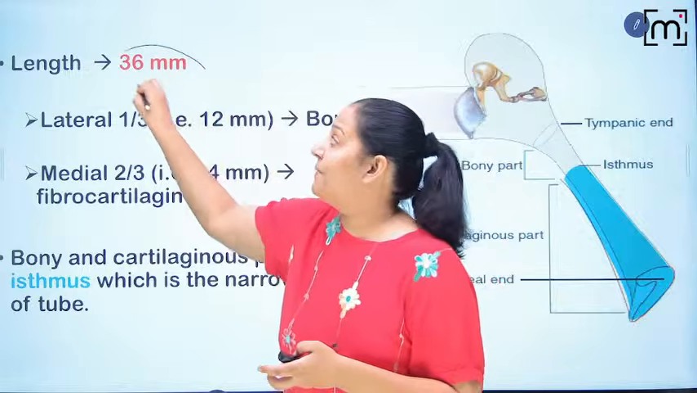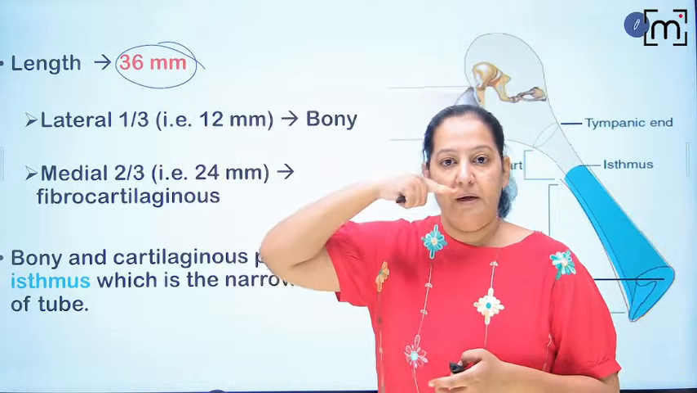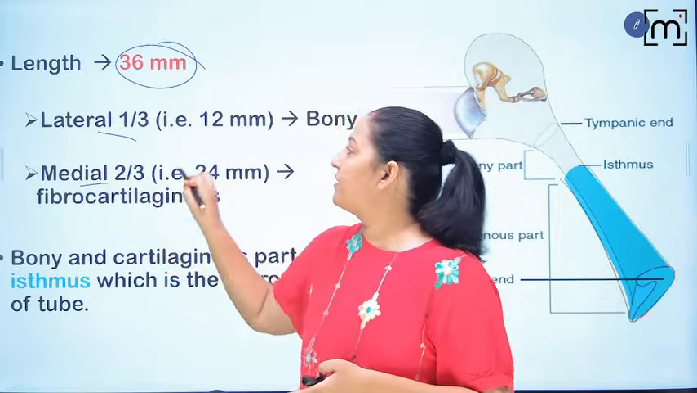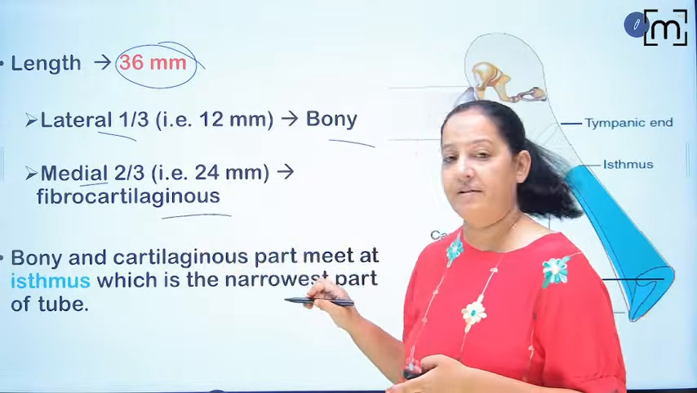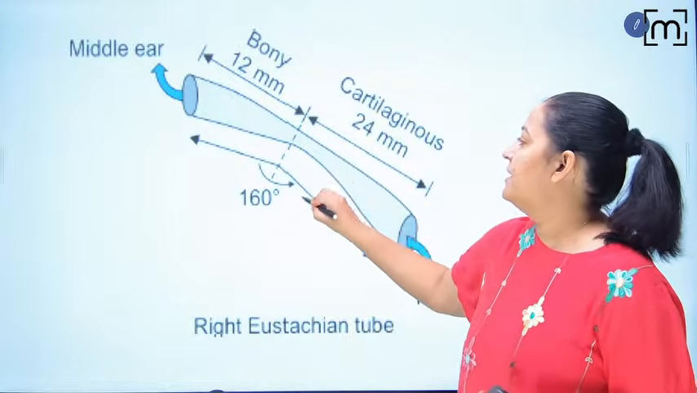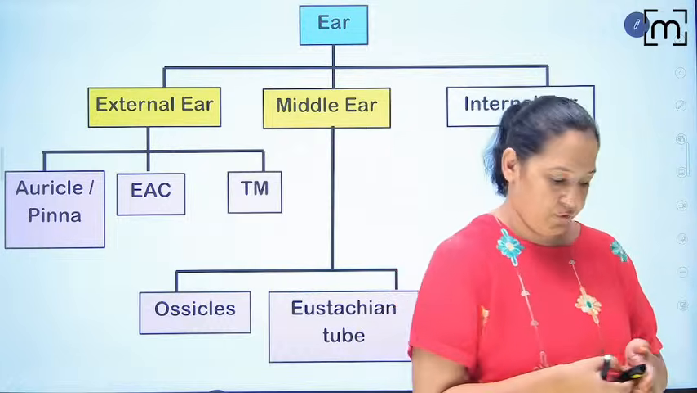It's 36 millimeters long. The external auditory canal was 24 millimeters, but this tube is 36 millimeters. Here also we have a lateral part and a medial part. The lateral part is bony. The medial part is cartilaginous. And the junction between the lateral and the medial part is known as the isthmus. Let me show you.